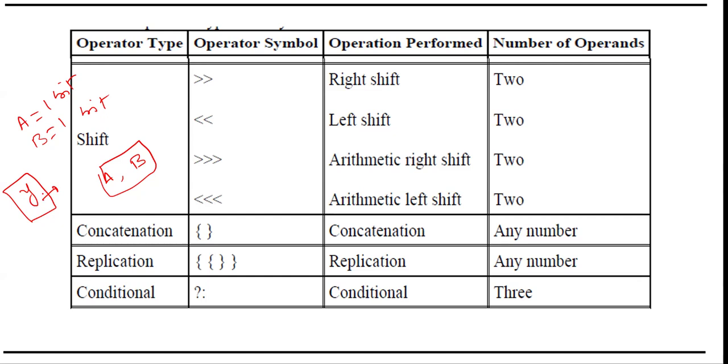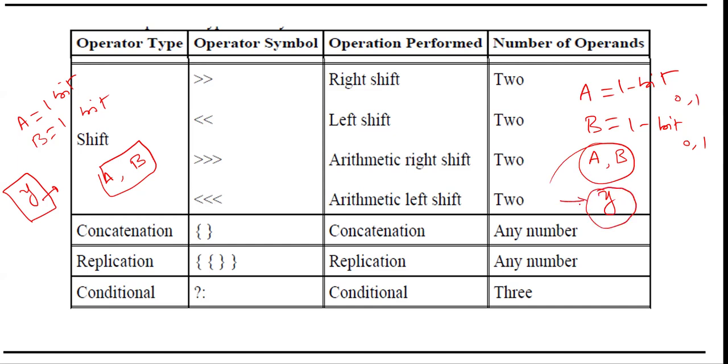One bit only, sir. Listen everybody, A is holding a capability of 1 bit. It can hold 1 bit, meaning 0 or 1, any 1 bit it can hold at a given time. B is also capable of holding 1 bit, meaning either 0 or 1. Now we want to combine this A and B and assign to Y. In such a case, what must be the size of this Y? 2 bit. So A is one scalar, B is also one scalar, but Y must be of vector type. It cannot be a scalar type.